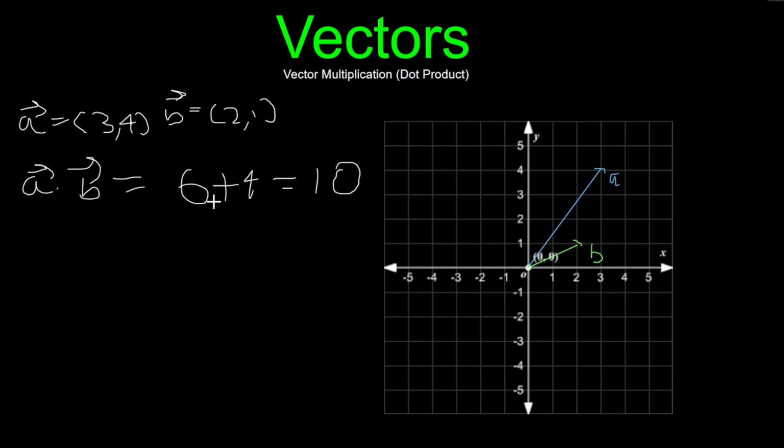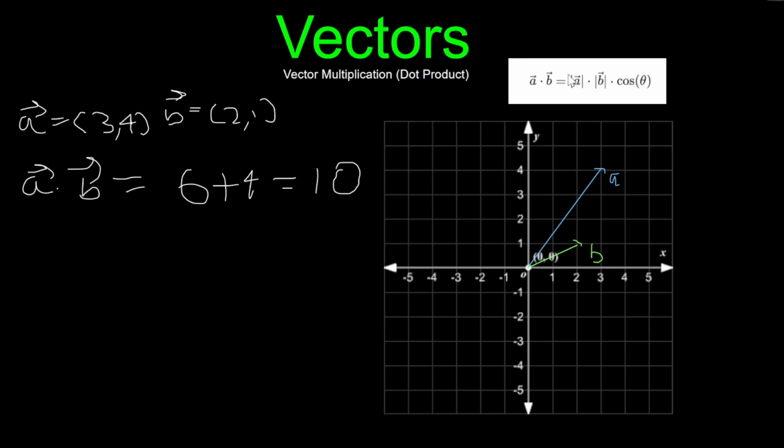To understand this more, we're going to look at another equation of the dot product. What it says is the dot product of two vectors is the magnitude of vector A multiplied by the magnitude of vector B multiplied by the cos of the angle between them. What do we mean by the magnitude of a vector, which is represented by two bars? It is the length of the vector A. So how can we find this?